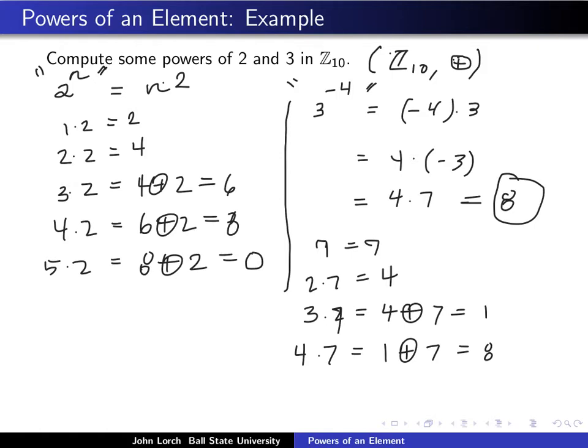It should be added here that this computation that we just made, the quote-unquote 3 to the minus 4 calculation, when it boils down to computing 4 times 7, we went down here and made a computation involving repeated additions. You can arrive at this same answer, 8, by just simply multiplying 4 and 7 together in the integers to obtain 28, and then divide by 10 to get a remainder of 8 for your final answer.